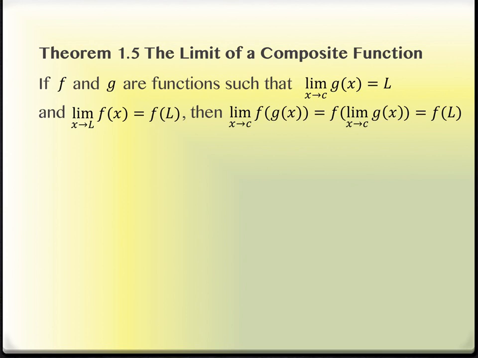F and G are functions such that the limit as x approaches c of g of x is L. So you've got a function limit. And the limit as x approaches L of f of x is f of L. Notice it changed from c to L. The reason that happened is because they embedded one inside of the other. So the g of x got put into the f of x function, which actually puts its limit into the f of x function, and its limit comes out as L, so this is f of L.